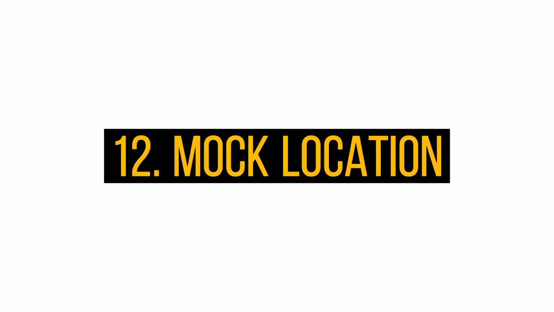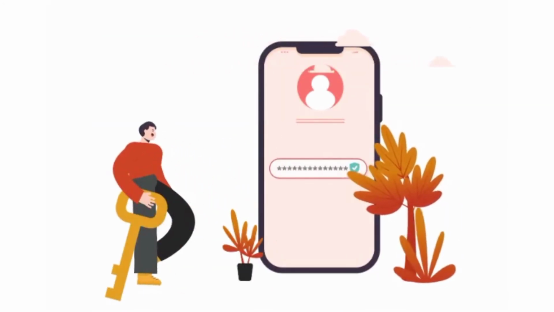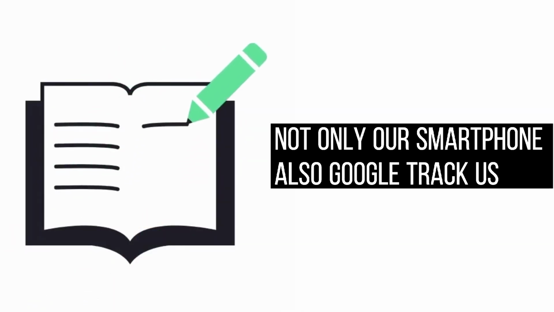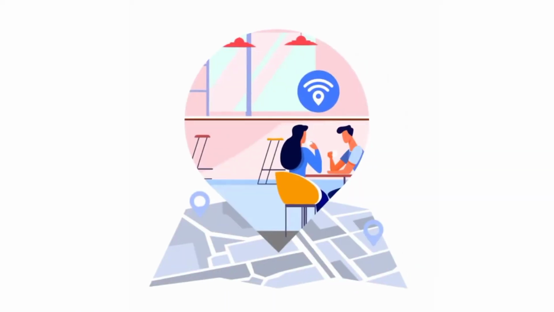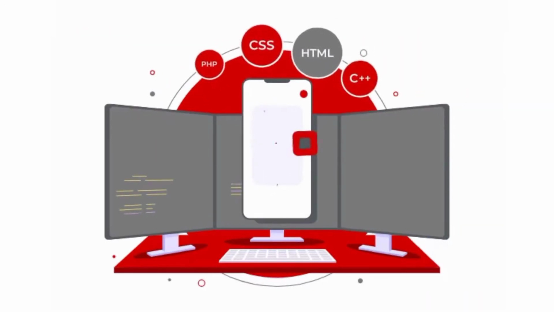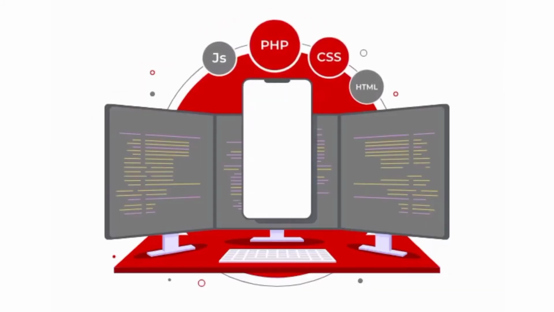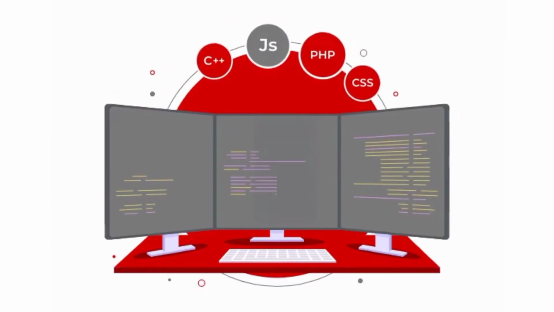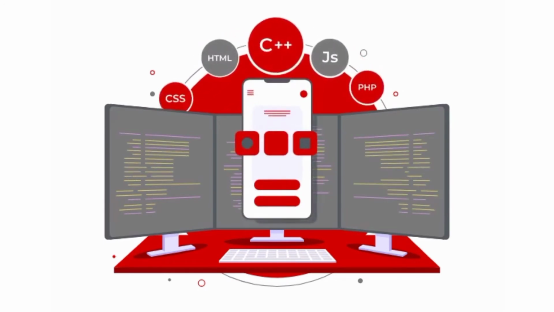12. Mock location. It's no secret that our smartphone regularly tracks our location, which raises very big privacy concerns. Not only does our phone track us, Google also tracks us and collects our location information. But do you know that Android can report a fake location instead of your real location? Well, this setting requires you to install a separate app to use the feature, such as Location Changer. Once you have installed the app on your phone, select this developer option and you can use it to make your smartphone report a fake location.